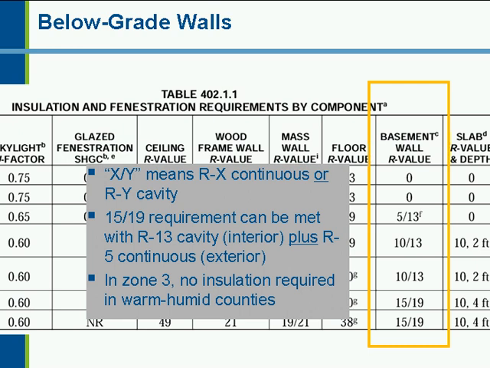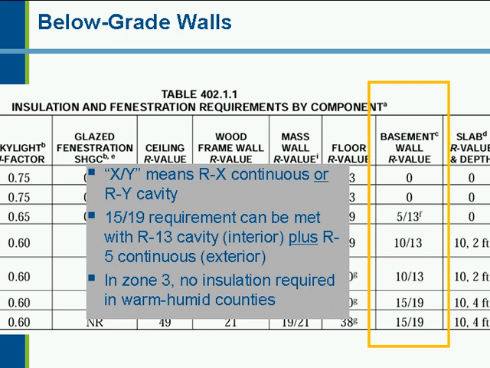The 13 would refer to cavity insulation if you had furred in and finished the inside of the basement wall and put insulation between framing members. You're not required to have both of those. That's an either or. There are some specific allowances. The R15 cavity or 15 continuous or 19 cavity requirement can be met by a combination of 13 cavity plus 5 continuous on the outside.